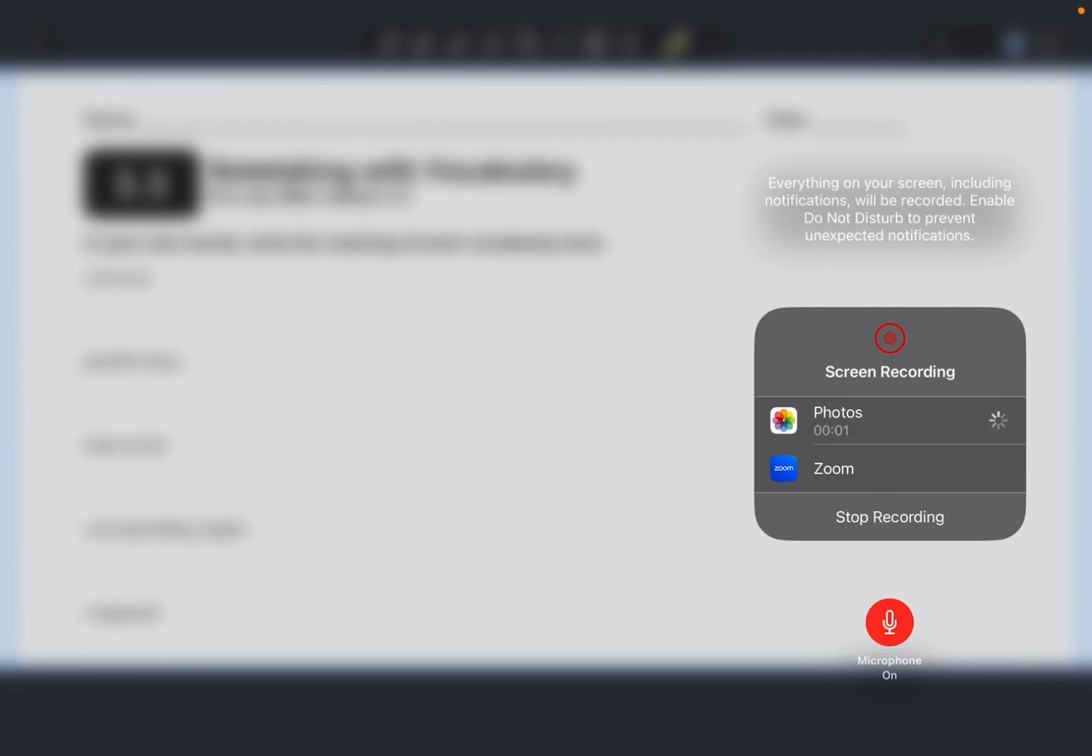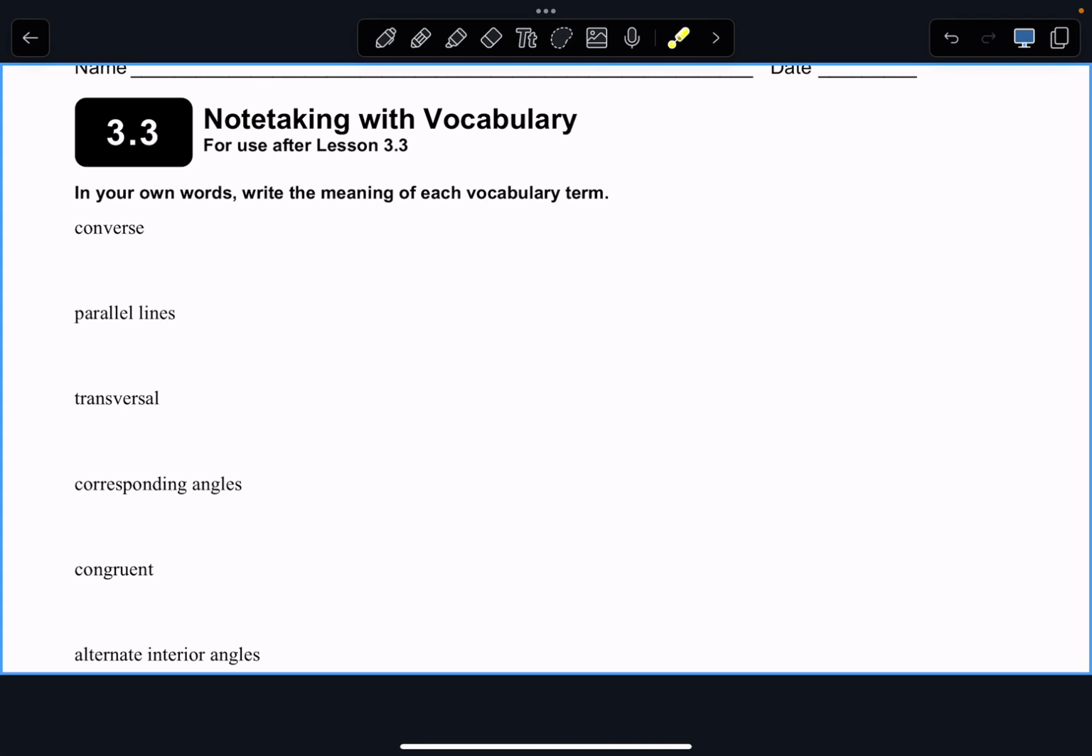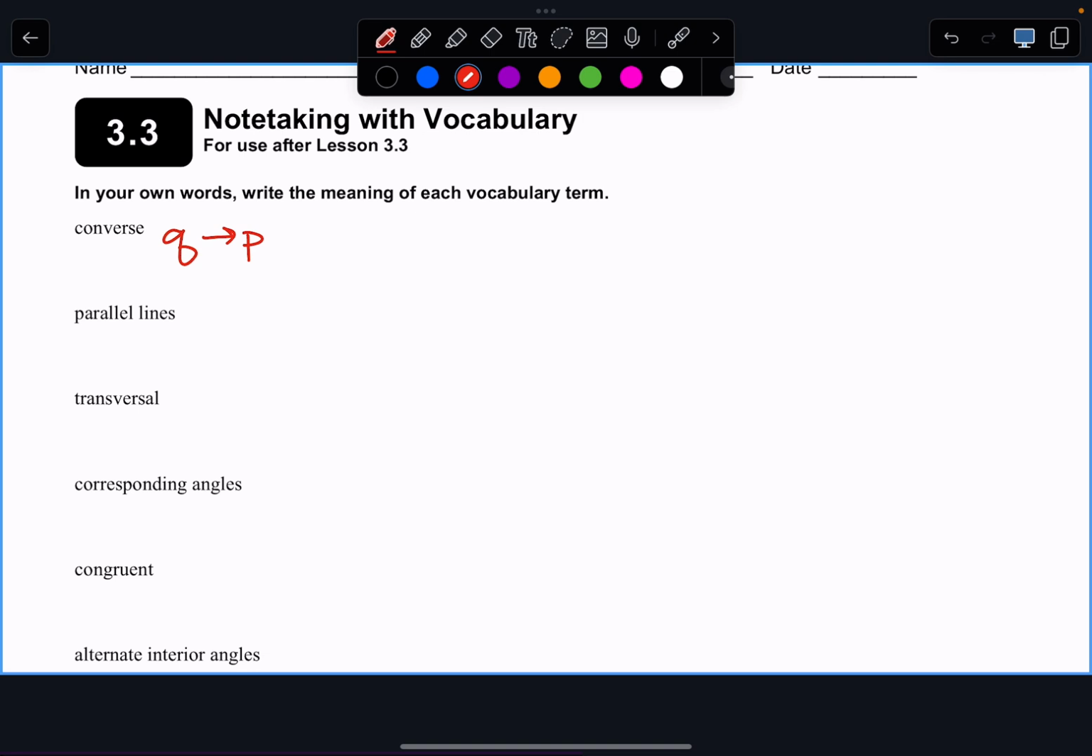Now, I would like somebody to really rack their brain. If P implies Q, what's the converse? Q implies P. Okay, so we go backward. What we are going to do is take all of our theorems from last week, and we're going to talk about the converse.